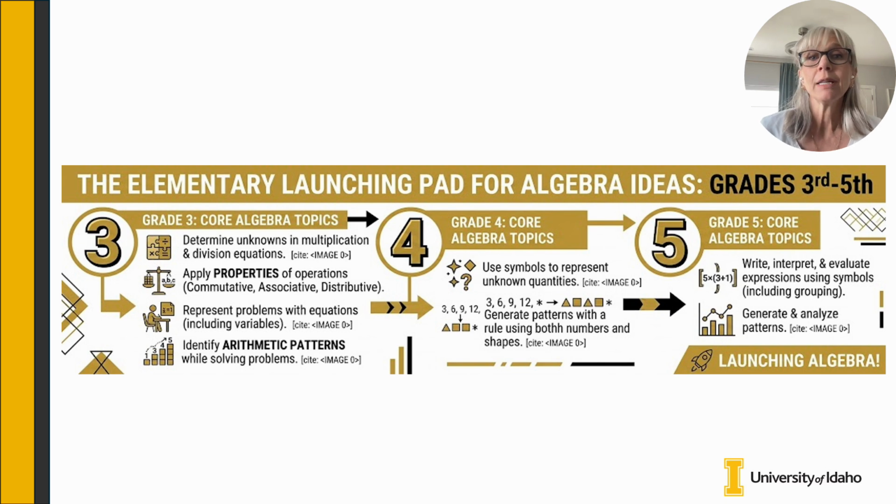Then in grade 4, they generate a number or shape pattern that follows any given rule, identifying apparent features of the pattern that were not explicit in the rule itself. And then in grade 5, they generate 2 numerical patterns using 2 given rules, identifying apparent relationships between the corresponding terms.